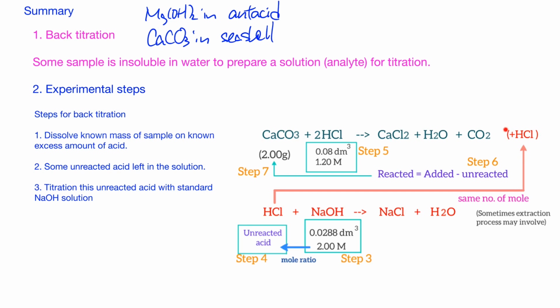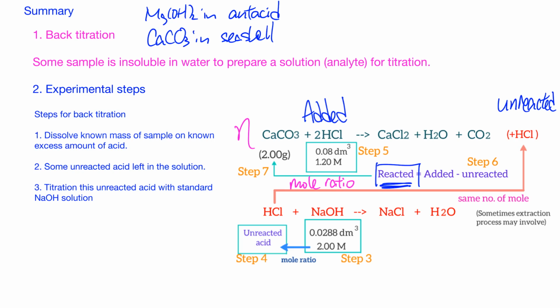After we know the unreacted acid, we find the number of mole of HCl added. Remember these terms I have emphasized so many times: added, unreacted, and also reacted. Reacted equals added minus unreacted, and again by mole ratio we can find the number of mole of calcium carbonate, and then we can find the mass and the percentage by mass.